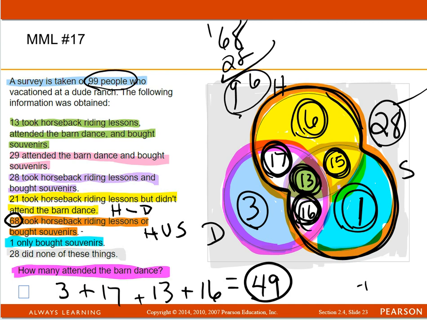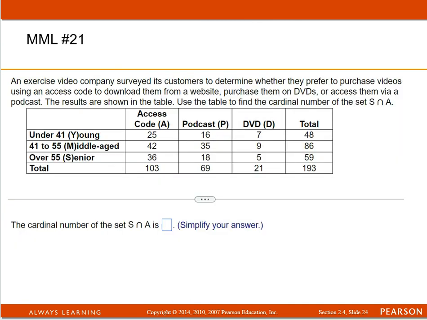So let's see, what's next? Okay, this one shouldn't be too bad. This is one of those tables. Again, it's an exercise video similar to the one in the PowerPoint.